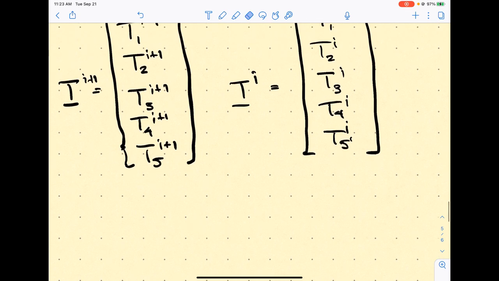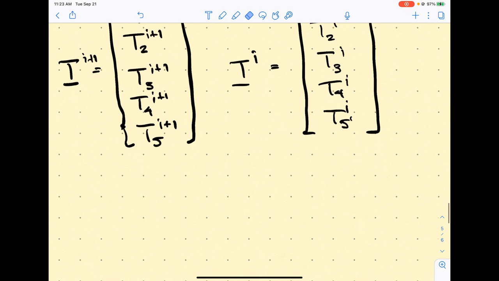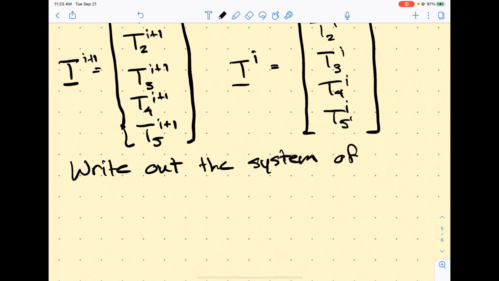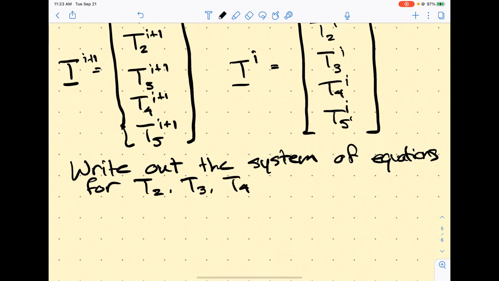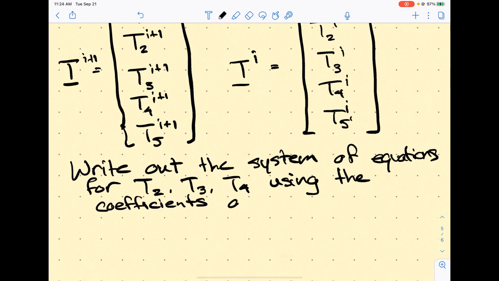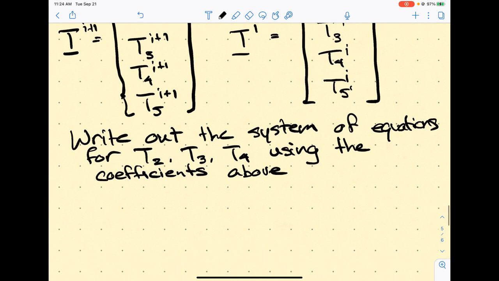Okay, so let's write out the system of equations for T2, T3, and T4, using the coefficients above. What I want to do is start off with temperature 3 because it's the one in the middle, and I think this will underscore my point about where we're going. So let's start with temperature 3.